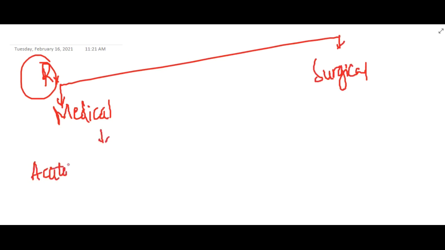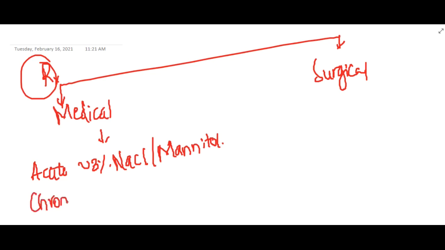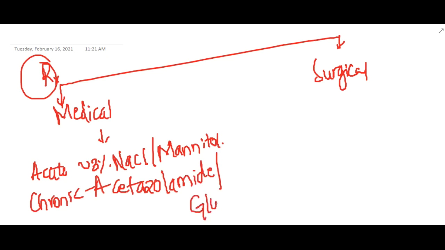Medical treatment can be acute. In acute cases, we should give 3% NaCl or mannitol, to decrease the production and increase the drainage of CSF, and also to decrease the intracranial pressure immediately. So we give 3% NaCl or mannitol. In chronic cases, we can give either acetazolamide, or we can give glycerol.